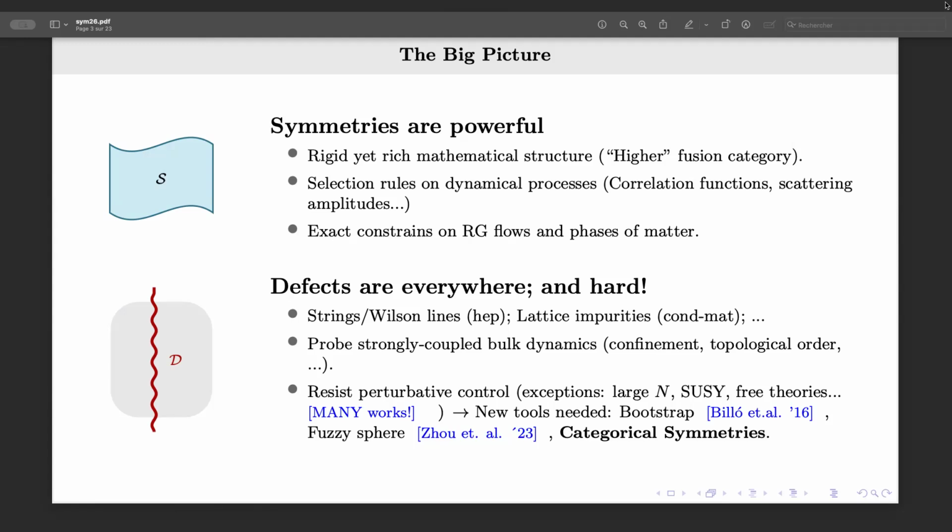However, they're quite hard to study because often they lie outside perturbative control, apart from some special points like large N, SUSY, and epsilon expansion theories. There are many works dealing with this type of perturbative expansion. But if you want to really understand defects, new tools are needed. It could be like the bootstrap, which has a long history in trying to understand properties of defects, or new methods such as the fuzzy sphere. In this talk, I will talk about how categorical symmetries, or symmetries in general, give you some handle in describing the dynamics of the defects.